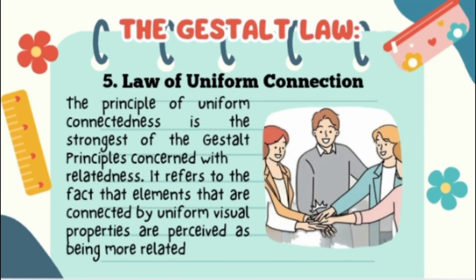Number 5. Law of uniform connectedness. The principle of uniform connectedness is the strongest of the Gestalt principles concerned with relatedness. It refers to the fact that elements that are connected by uniform visual properties are perceived as being more related. The law of uniform connectedness states that elements that are connected by a line, color, shape, or any visual link are seen as more related than elements that are not connected.